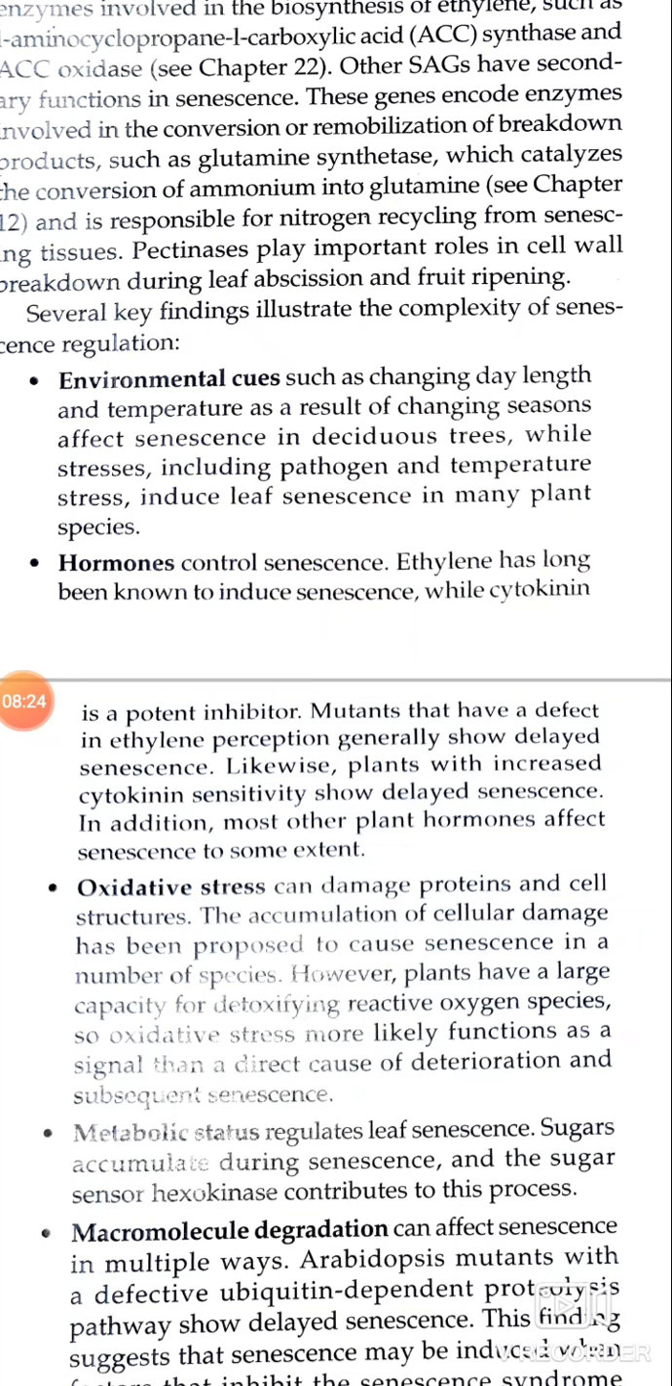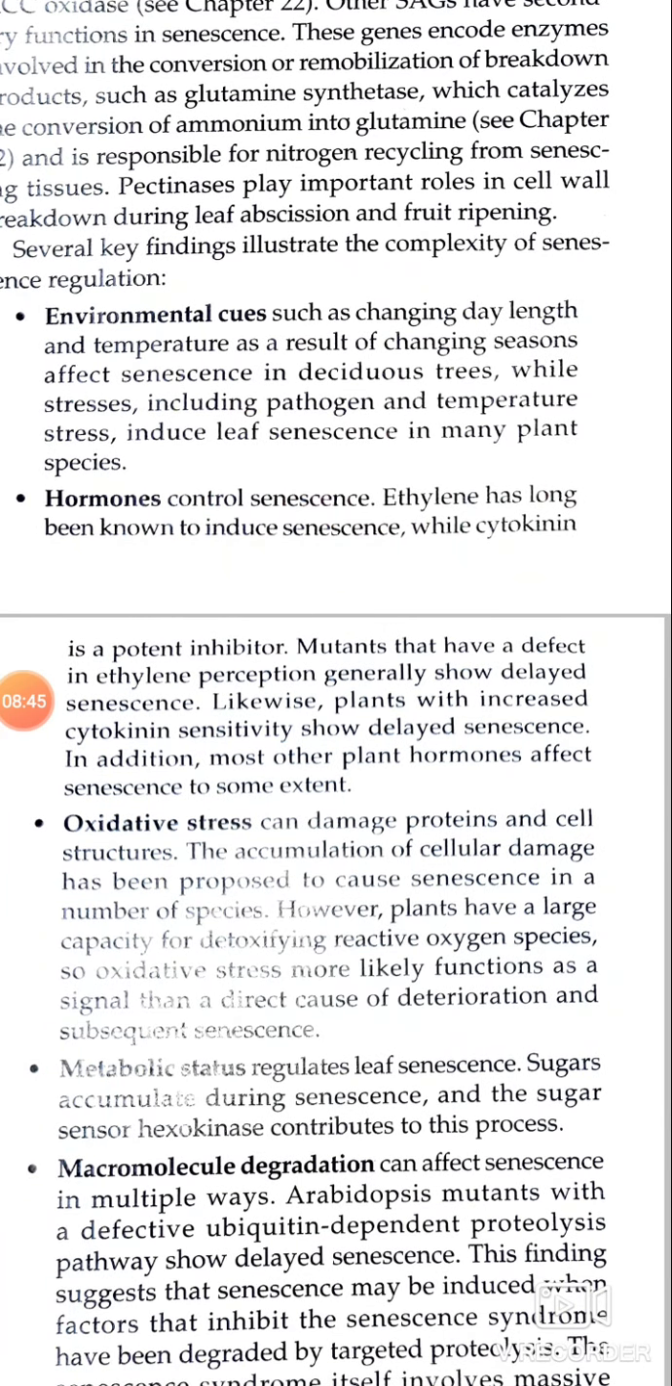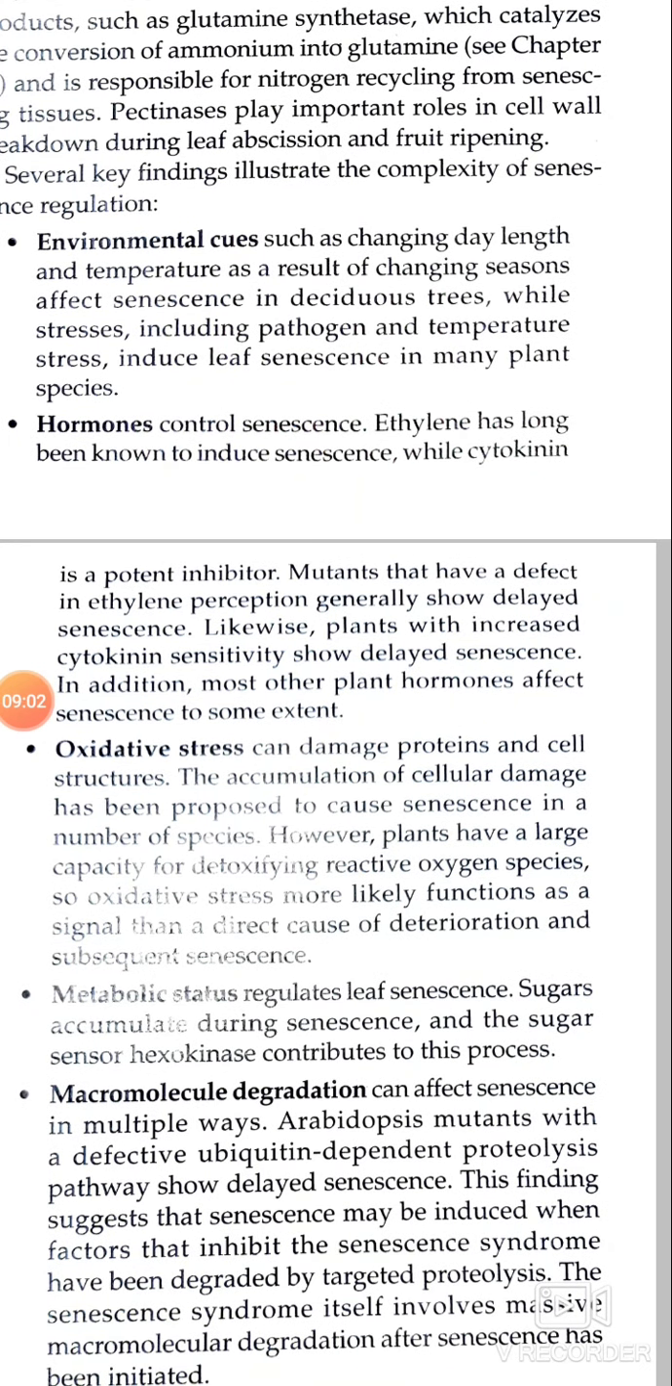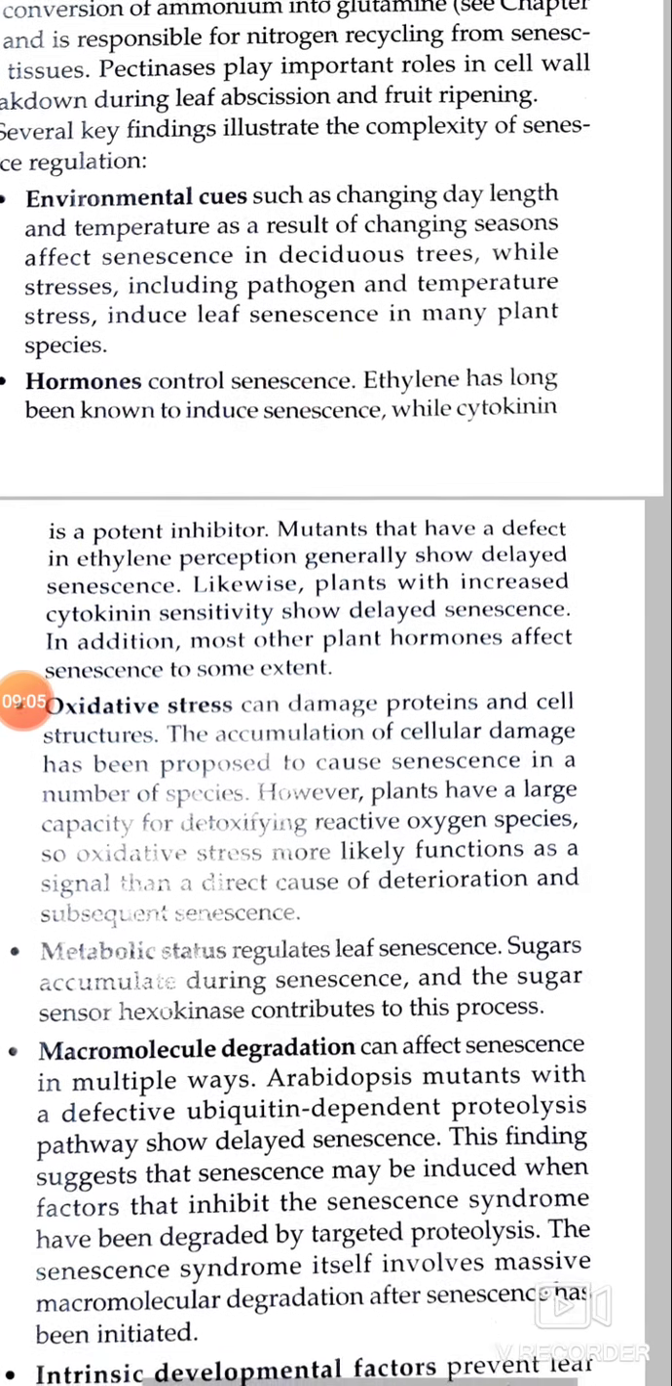Macromolecule degradation can affect senescence in multiple ways. Arabidopsis mutants with a defective ubiquitin-dependent proteolysis pathway show delayed senescence. This finding suggests that senescence may be induced when factors that inhibit the senescence syndrome have been degraded by targeted proteolysis. The senescence syndrome itself involves massive macromolecular degradation after senescence has been initiated.